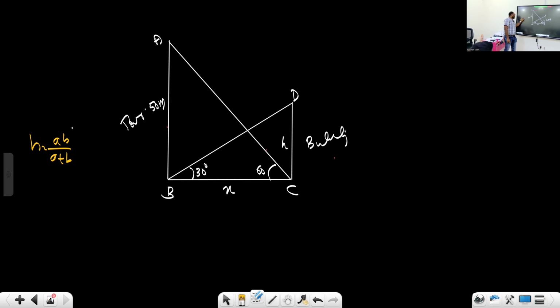Don't say that similar triangles is not there for the exam. Mixed questions will sometimes come. Think about it.